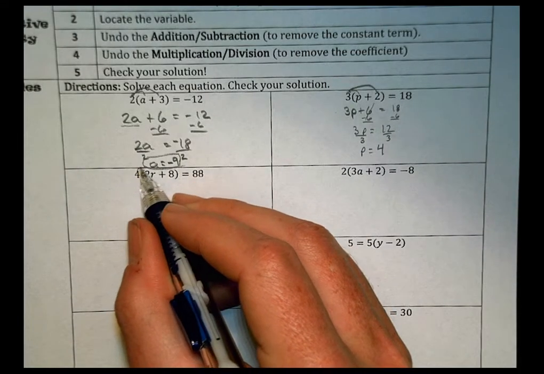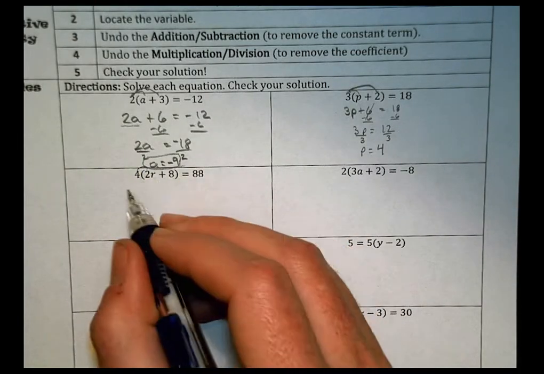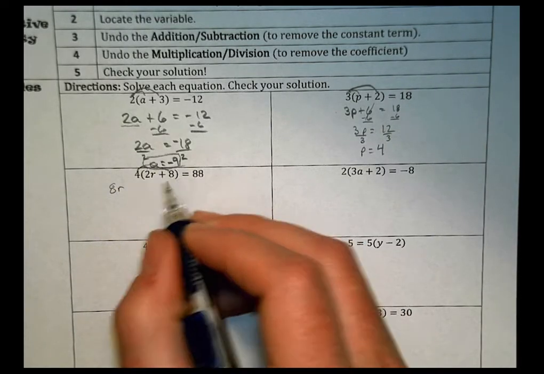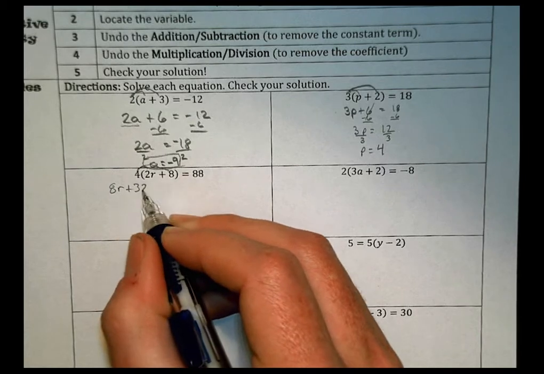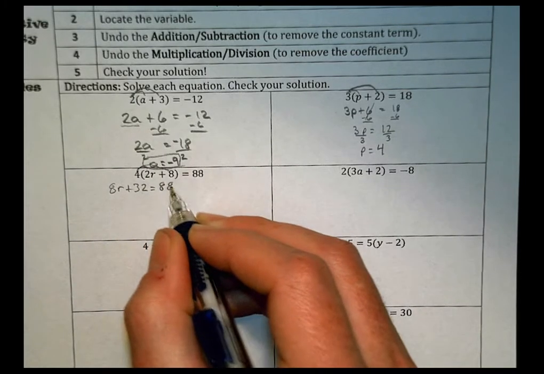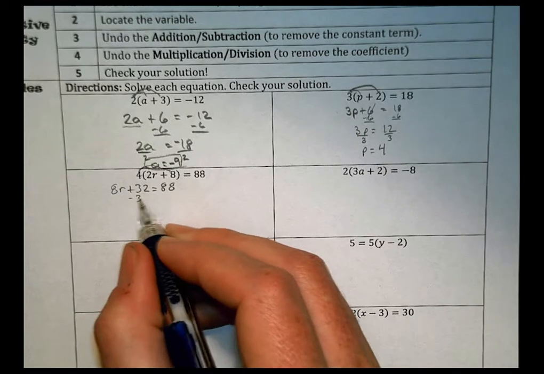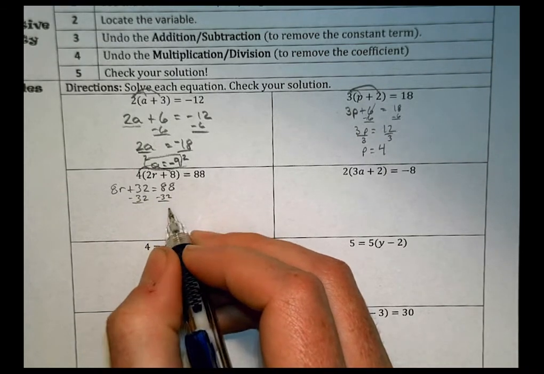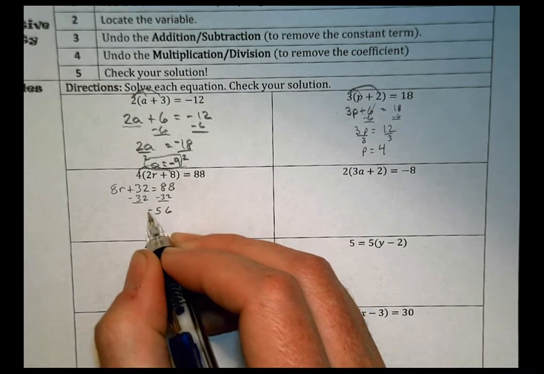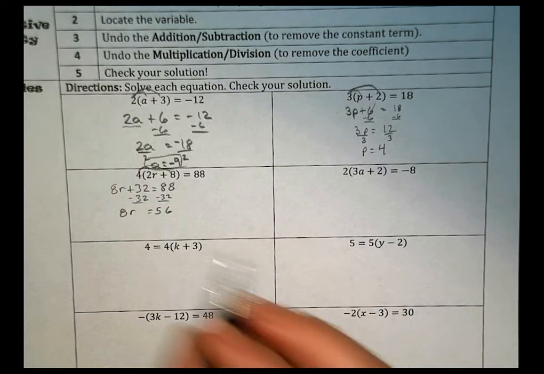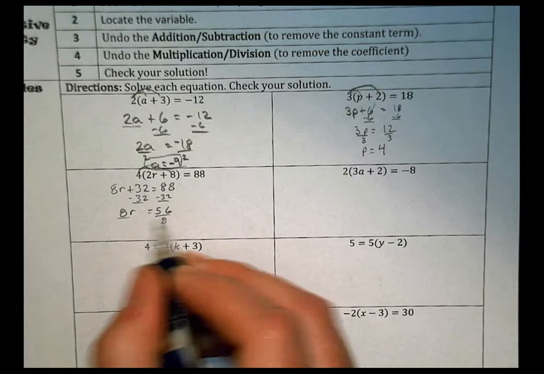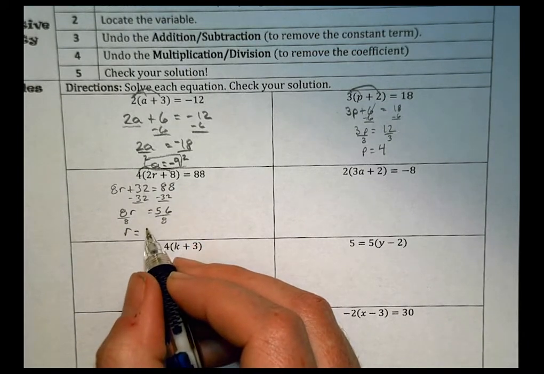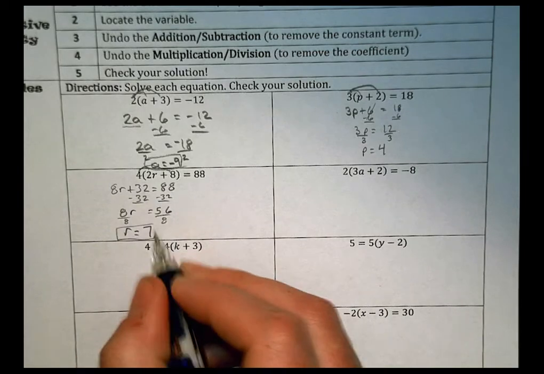Here we're going to multiply 4 times 2r. Well, 4 times 2 is 8, and the r just stays an r. And then we have 4 times 8, which is 32. We're going to set that equal to 88. Next, we'll subtract 32 from both sides. 88 minus 32 is 56. So 8r equals 56. Divide both sides by 8. And we think, okay, 56 divided by 8 is what? 7. r equals 7.